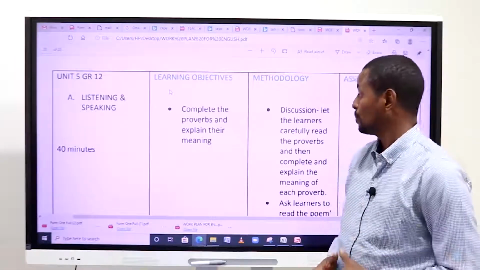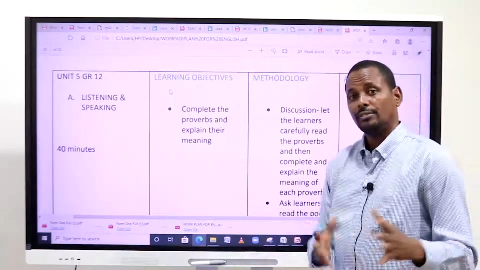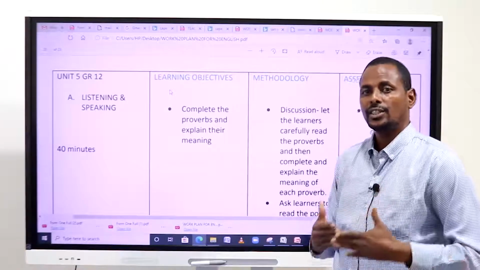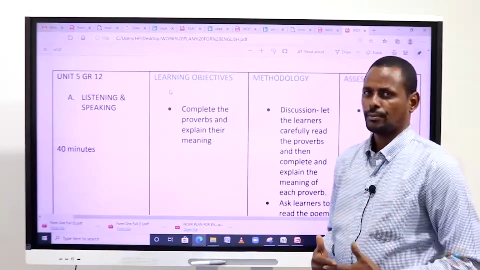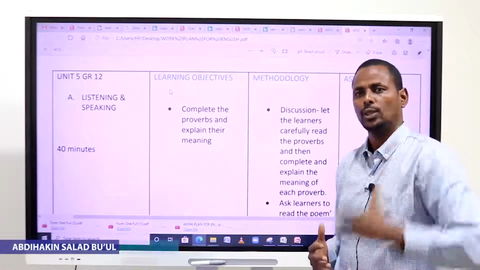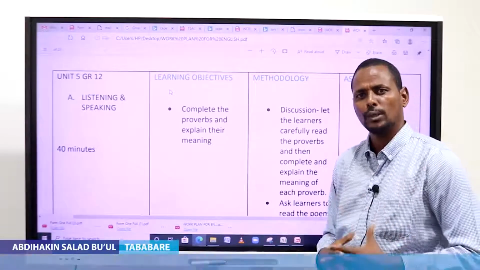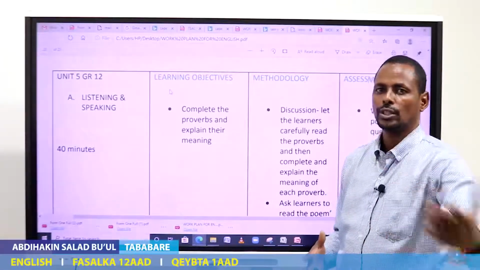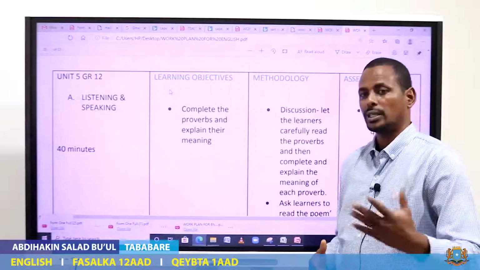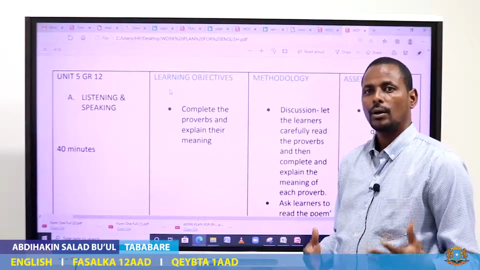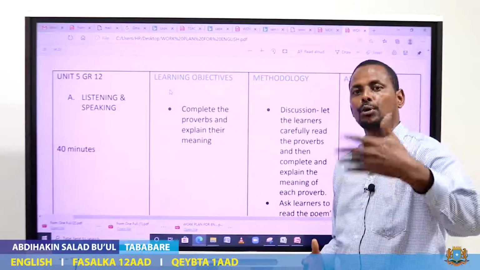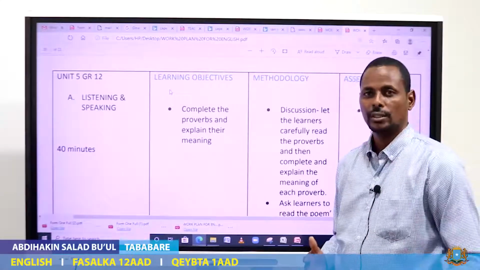Now what you do, since we have chosen this methodology, as we have always talked about it before, since it's a student-centered approach, brainstorm. Bring the student to the environment of the content you want to teach them. Ask them questions. What is a proverb? What are their uses? How do we employ proverbs in the learning of English language?